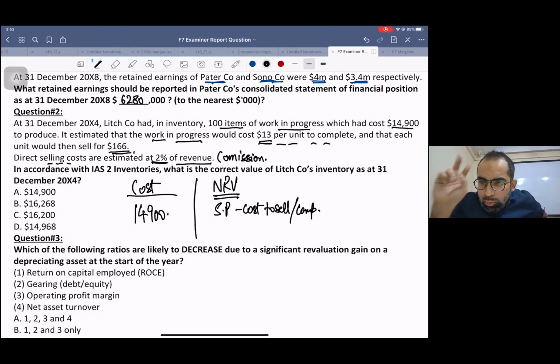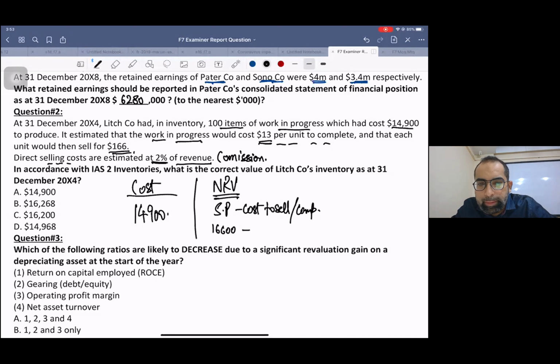Okay. Now you have two options: either solve the question per unit, or go with the total. Let me do it in the total form. I'm comfortable with total. Even you can do it per unit as well. Okay, listen. We have 100 units times 166, which is 16600. This is your selling price. Now less, first of all, they are saying 2% of revenue is the commission. Come on, deduct 2% from 16,600.